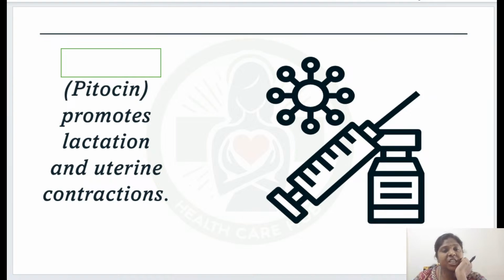Okay, first, dash promotes lactation and uterine contraction. Here I am asking about the hormone. This hormone is also for milk ejection. Milk ejection, it will promote lactation and uterine contraction. What is that? And what is the other name of that particular medicine?